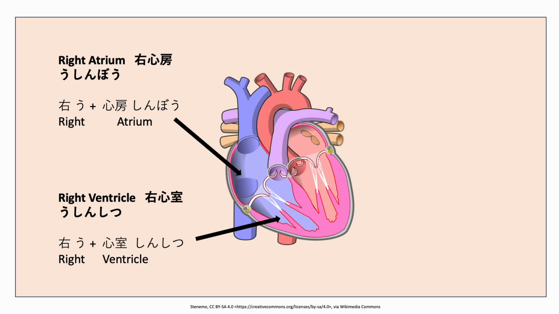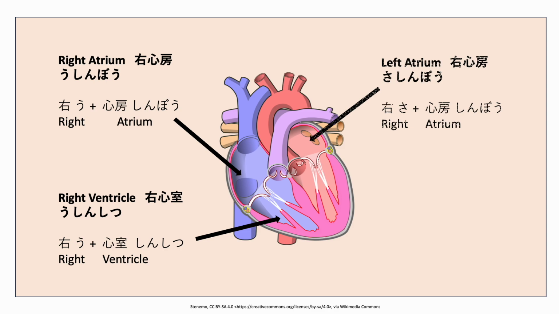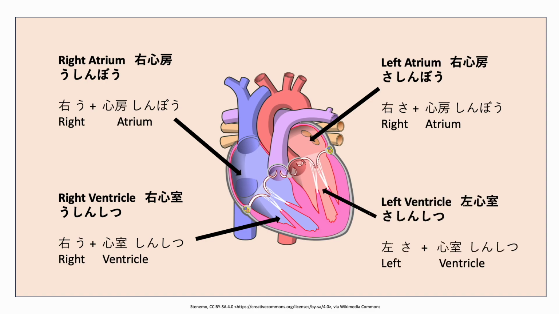So the deoxygenated blood from the right ventricle then gets moved to the lungs to be oxygenated and then returns to the left atrium, which in Japanese is sashinbo. Breaking it down, we first have the kanji for left, sa, the onyomi of the kanji, followed by the word for atrium, shinbo, together making sashinbo, or left atrium. So from the left atrium, the oxygenated blood goes into the left ventricle before it gets pumped out into the body, and the word for left ventricle is sashinshitsu. Breaking it down, we first have the kanji for left, sa, followed by shinshitsu for ventricle, together making sashinshitsu, or left ventricle.